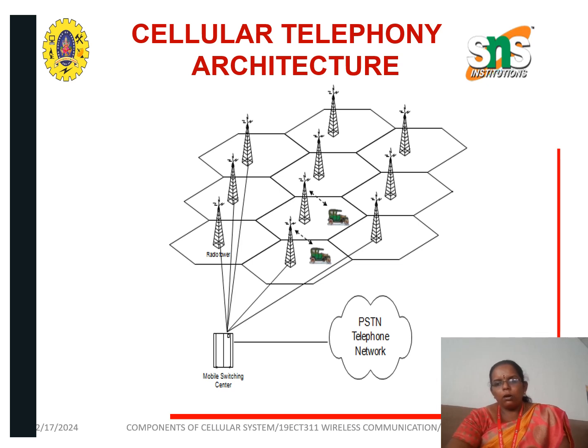When you want to make a call from one cell to another cell, first the user will send the call request to the corresponding base station. From the base station, that request will be sent to the mobile switching center. The mobile switching center will transmit a page message to all the cells, and the corresponding receiver cell base station will respond to the page, and the link will be connected. After that you can connect the call, and actual voice transmission will take place. So this is how cellular architecture works.